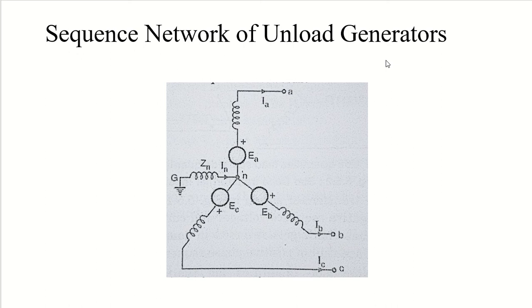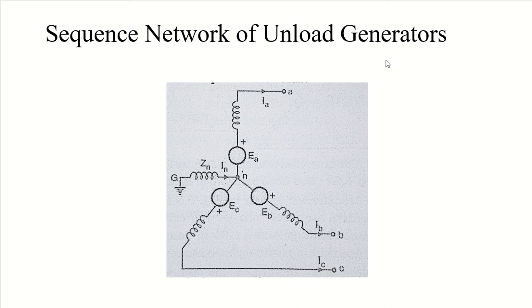These sequence networks will be interconnected in different ways to represent direct and balanced fault conditions. From that, the sequence current and voltage can be calculated by us, which are then later converted into actual fault currents and voltages, right? So let's see the sequence network of an unloaded generator, or you can also call it a synchronous machine.